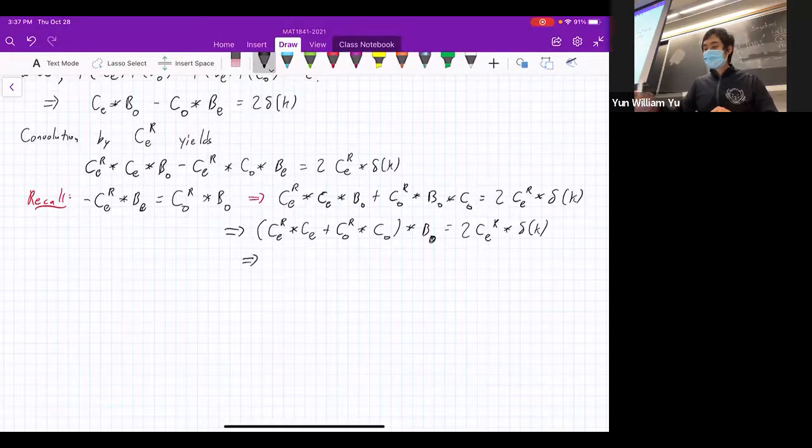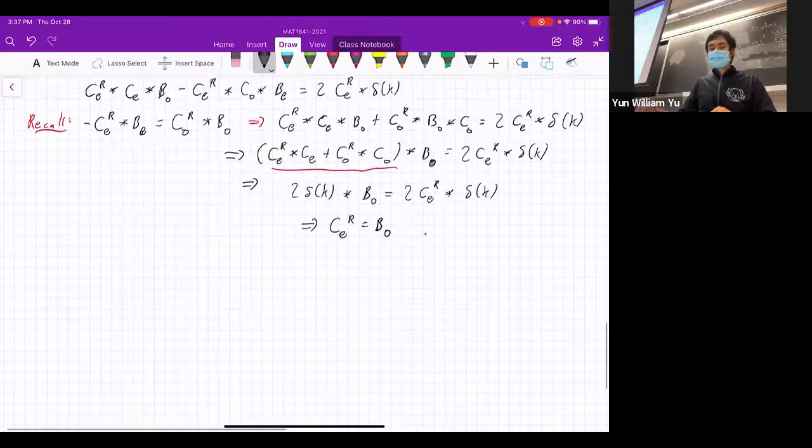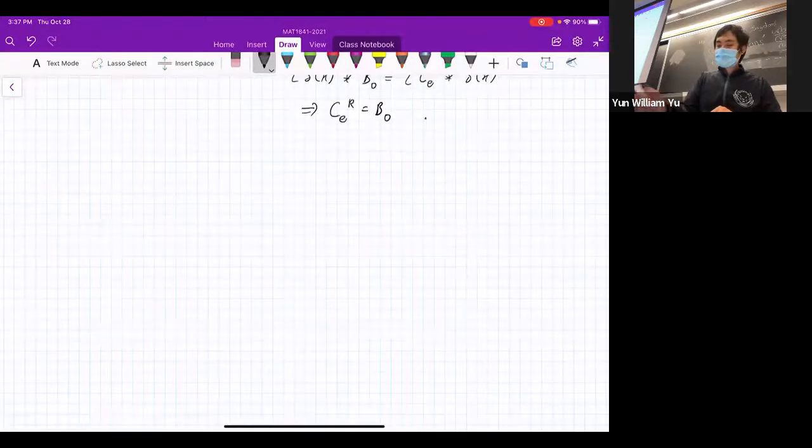But when we do that, we know what this is here, right? What's that? Yeah, so this is another delta function. So 2 delta k convolution with BO is equal to 2 CE reversed convolution with delta k. And so this actually just implies that CE reversed is equal to BO. And what that means is, this means that CI is equal to B sub D minus 1 minus I for any even I, right?